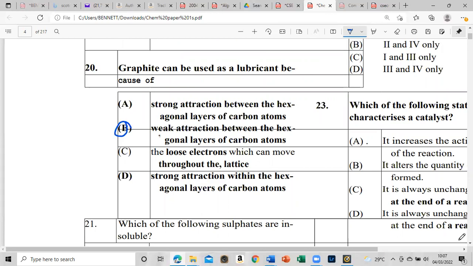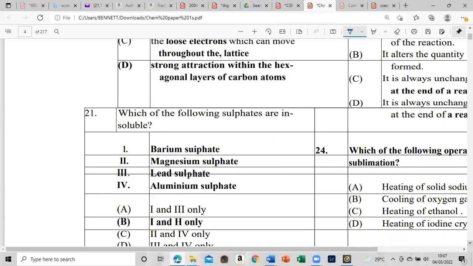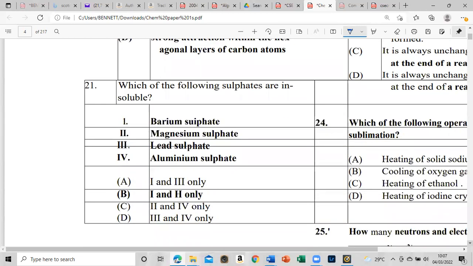Let's move on to 21. Which of the following sulfates are insoluble? Is it barium sulfate, magnesium sulfate, lead sulfate, or aluminum sulfate? And that would be 1, barium sulfate, and lead sulfate. So that leaves us with A. All right, so let's move on to 22.